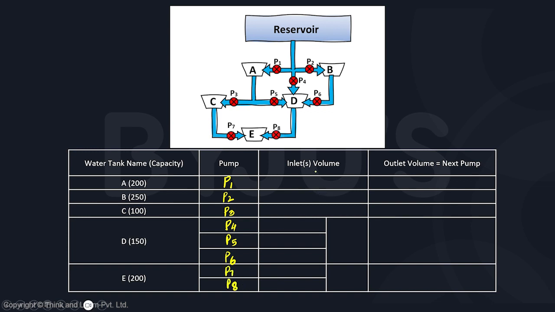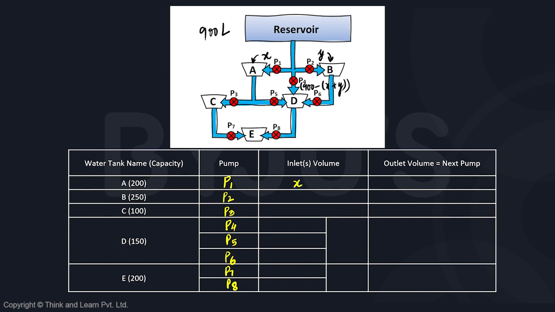Now, if we assume that X liters of volume is getting in A, and let's say Y liters of volume is getting in B, and the total volume is 200 plus 250, 450, 550, 650, 750, 900. So the total volume is 900. If all the tanks are supposed to be filled, then 900 minus X plus Y volume is being pushed through from P4, right? So let's put in these values.